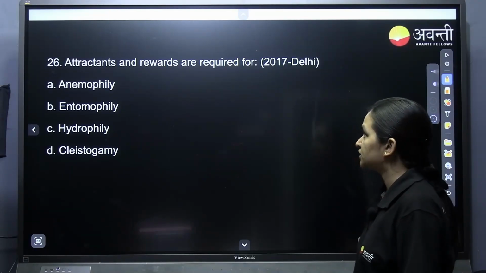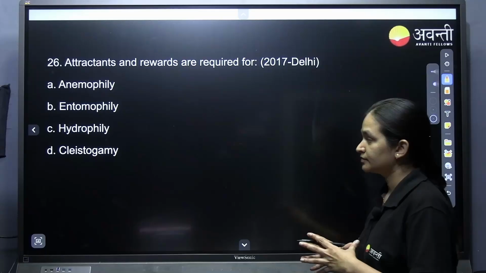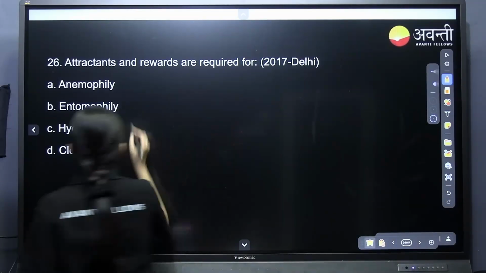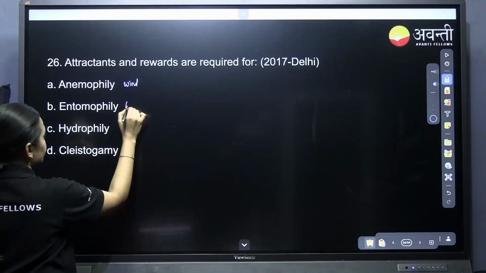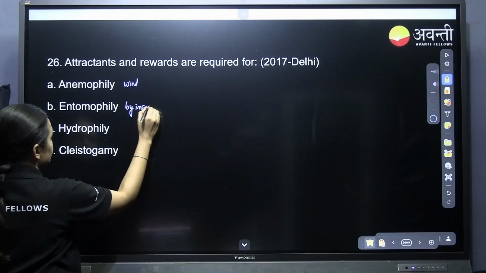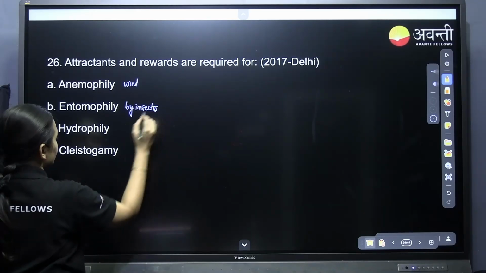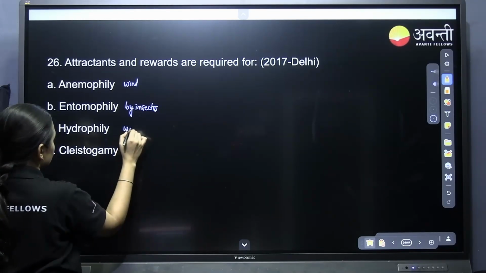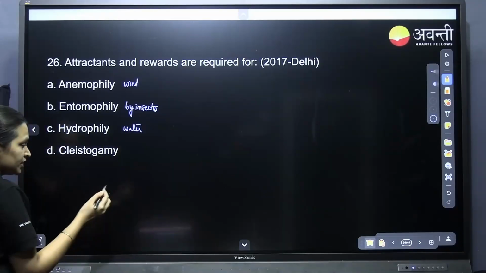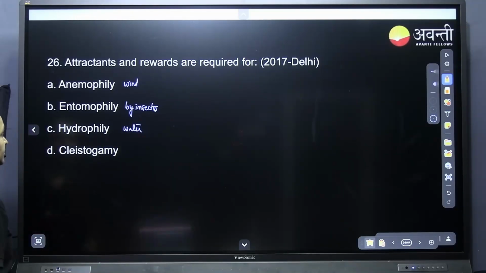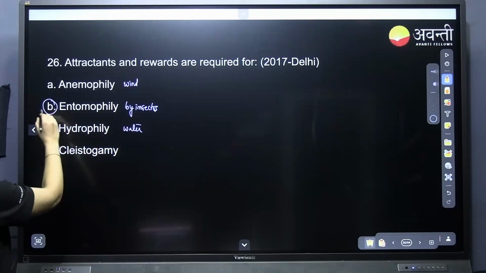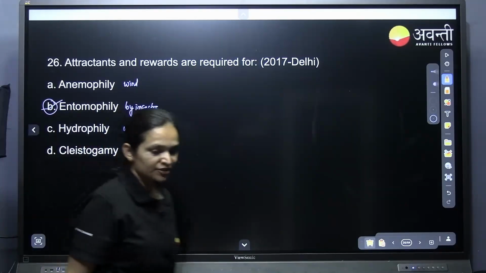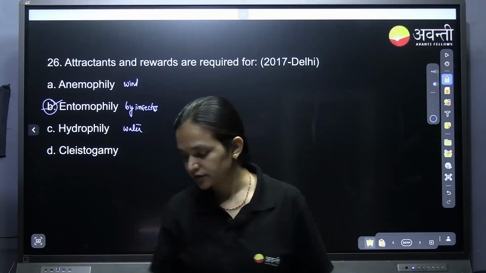Attractants and rewards are required for which? Anemophily means wind, entomophily means by insects, hydrophily means water, cleistogamy is a closed flower which is underneath the soil, below the surface of the soil. So attractants and rewards are required for entomophily, to attract insects as pollinators.